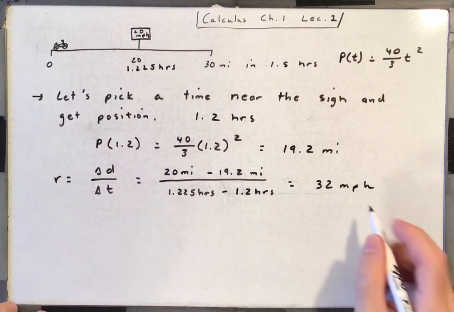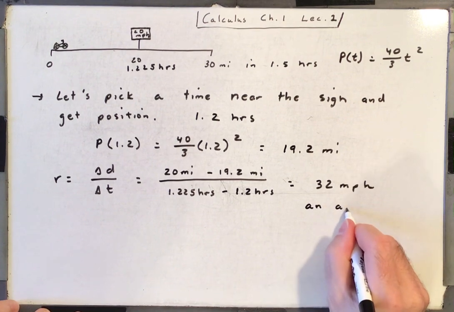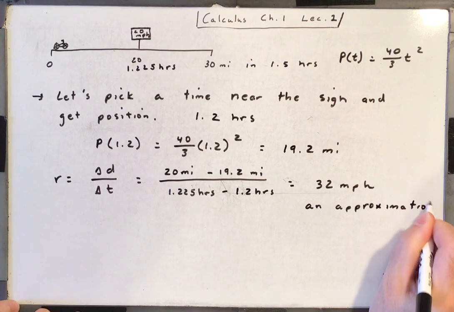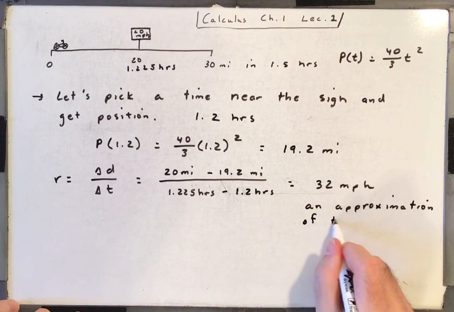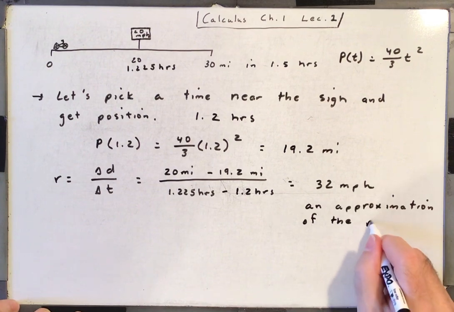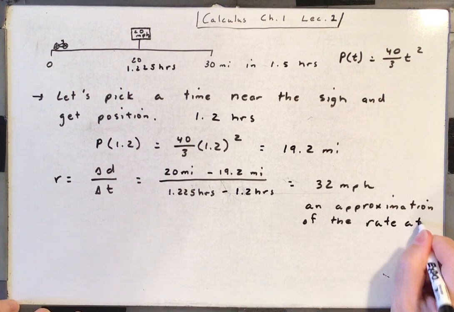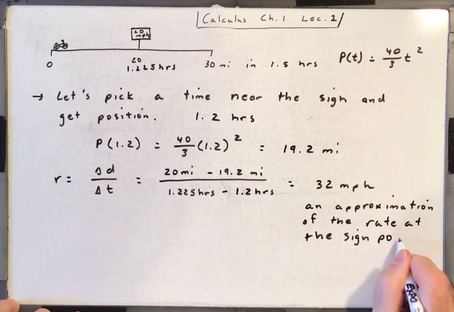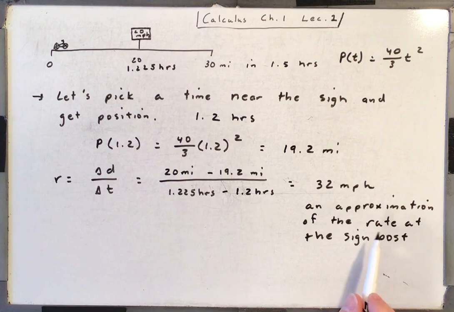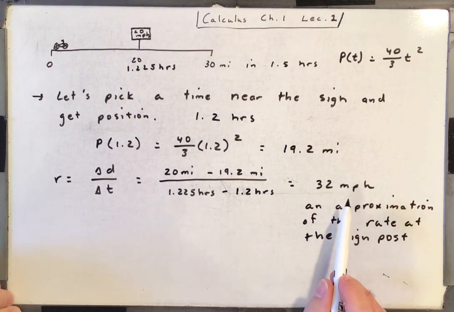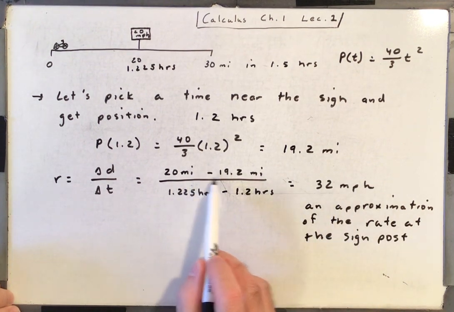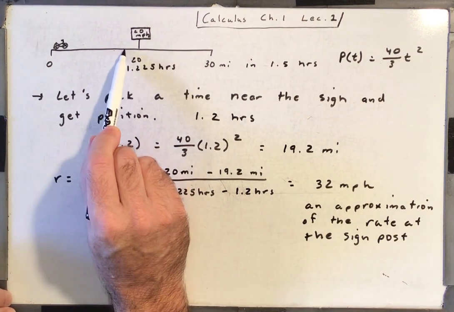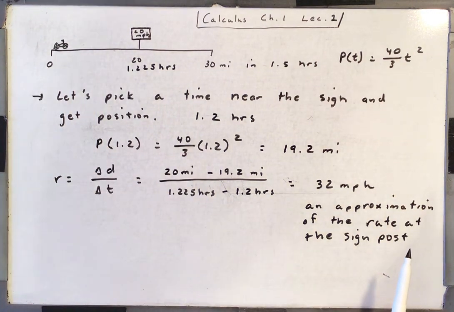So that's an estimate. That's an approximation of the speed or rate at the signpost. All right, we got ourselves a guess. It's not exactly correct because they're actually 0.8 miles apart. So our first time is 0.8 miles back this way. So actually not a very good estimate, okay?